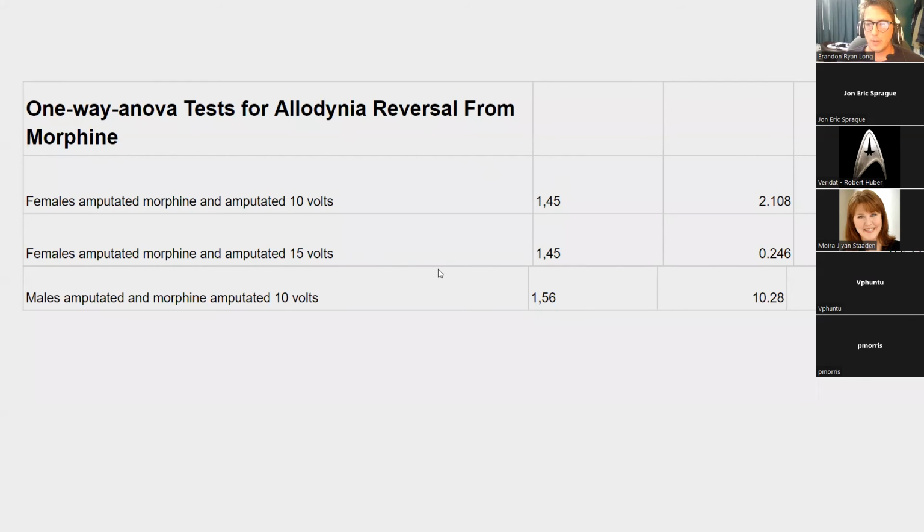And we do pick up, so females, they didn't show allodynia, but they did get fairly close to statistically significant differences with the one-way ANOVAs at 10 volts and 15 volts, but it's not significant. So it shifts the means, but it's not enough. But for the males, it does appear that it actually reverses the allodynia that we saw at 10 volts.